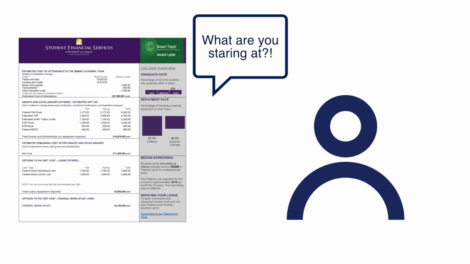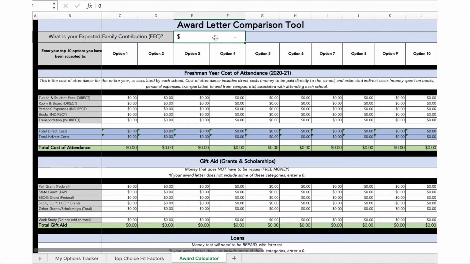Financial aid award letters can be intimidating. The numbers and the language used on these forms can lead to some major confusion. Having the proper tools to understand and evaluate your award letters will help you make an informed post-secondary decision. Today, we will be walking through how to use the award letter comparison tool.